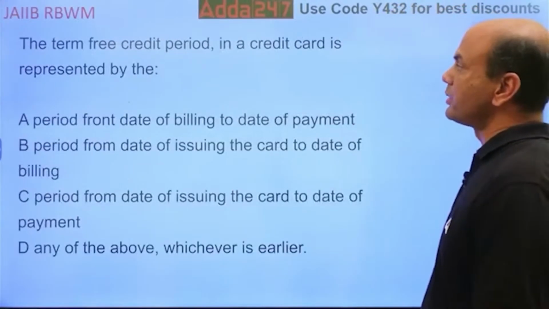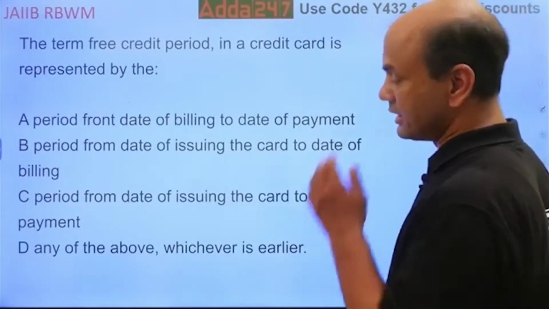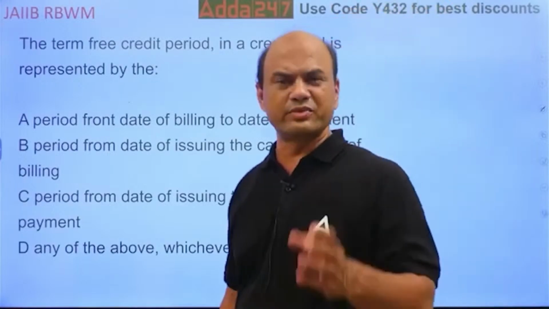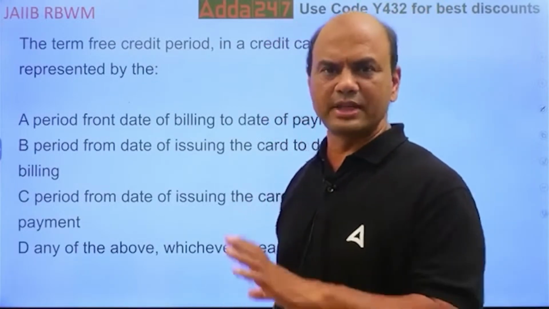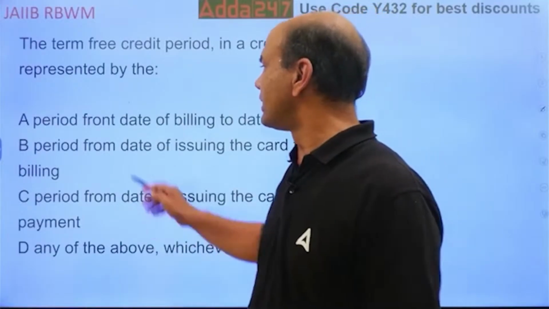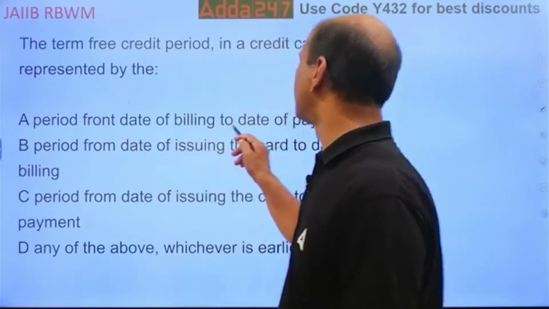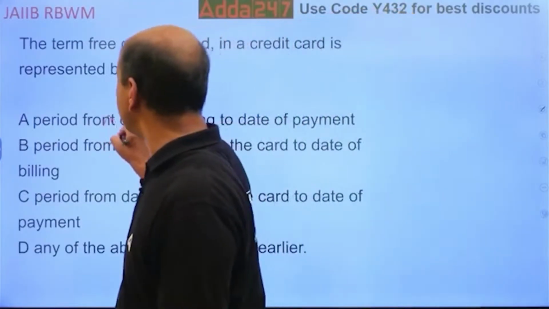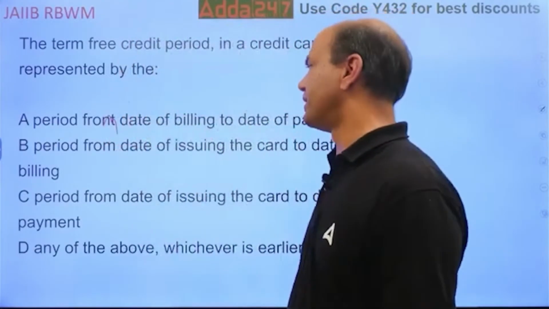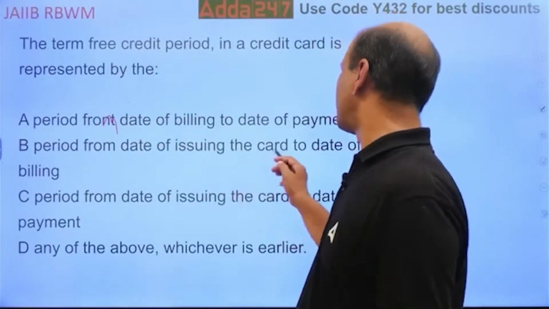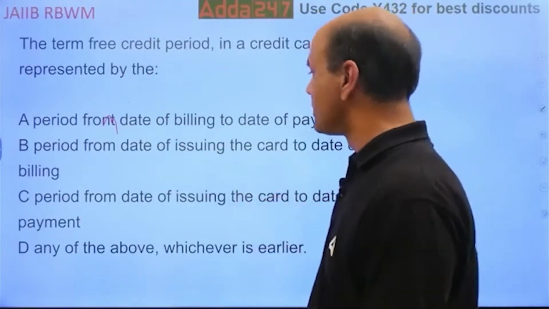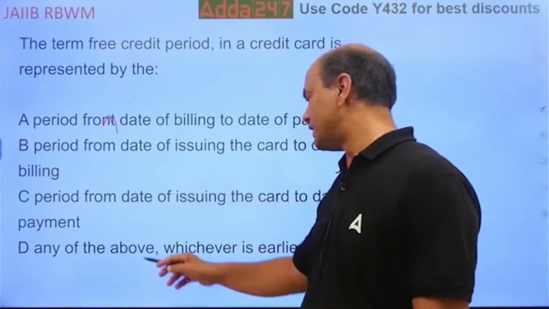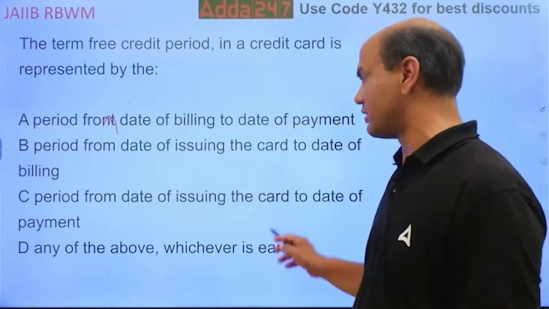The term free credit period in a credit card is represented by the, what do you mean by this? Free credit period, this 20 days, 25, 30, 50 days, that period. The period from date of billing to date of payment. Okay, period from date of billing to date of payment. Period from date of issuing the card to date of billing. Period from date of issuing the card to date of payment. Any of the above, whichever is earlier.